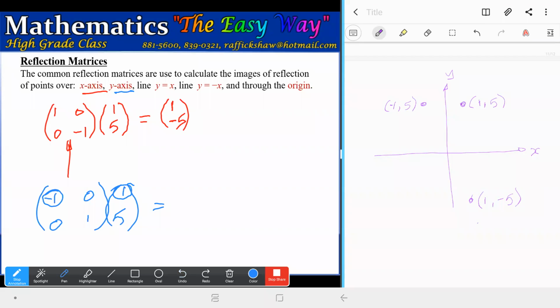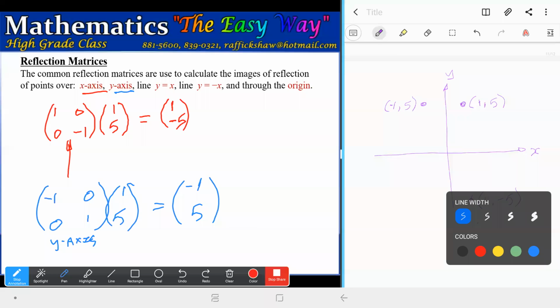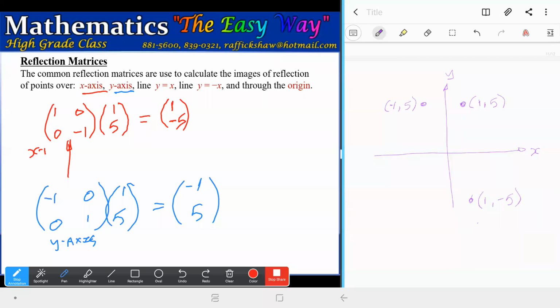So see that actually giving us -1 here, right? And then the 0 times 1 is 0, and the 1 times 5 is 5. So it's giving us 5 here, right? So it means that this is a y-axis reflection matrix. It will reflect points over the y-axis. This is the x-axis reflection matrix, this one. It will reflect points over the x-axis. So when they ask for the matrix that represents a reflection over the x-axis, they're talking about this one. When they ask for the matrix that represents a reflection over the y-axis, they're talking about this one.